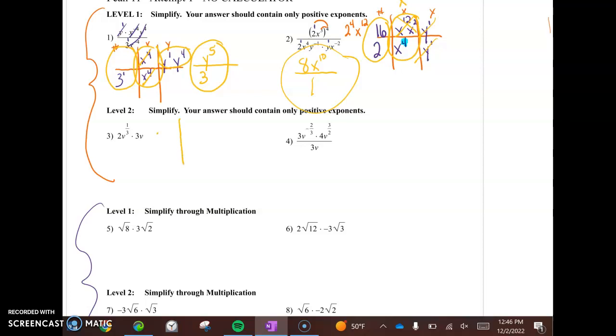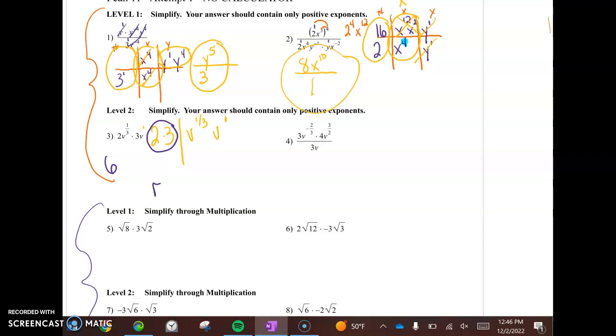I don't have anything to move, so 2 and 3 will go in my first house. V to the 1/3 and V to the 1st, there's its invisible exponent, will go in the second house. So as far as the 2 and the 3 go, that just becomes a 6. But what I'm going to have to do with these exponents is add them.